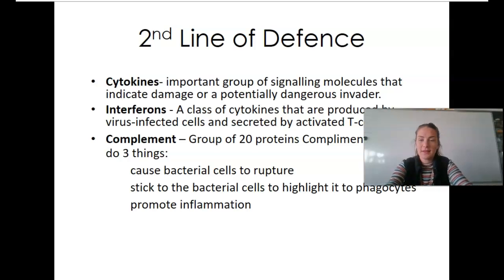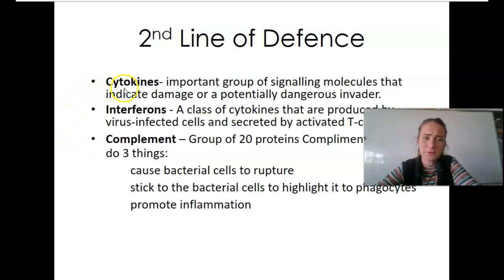All right, and that leads us to your second line defenses. So these are our cellular responses. Before we talk about the actual cells involved, the ones that you need to know about, there are a few molecules that we want to be familiar with and what they do as part of this second line of defense.